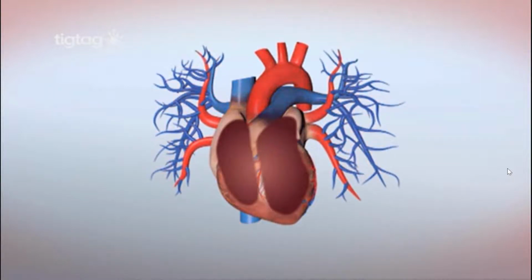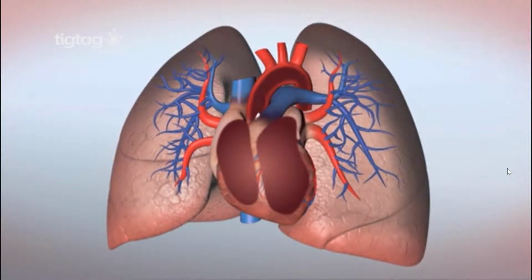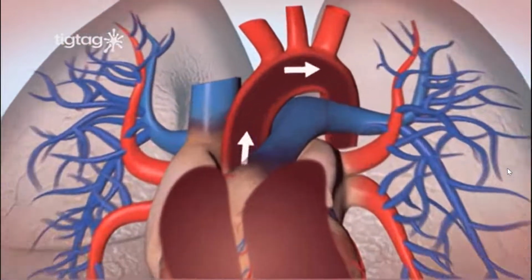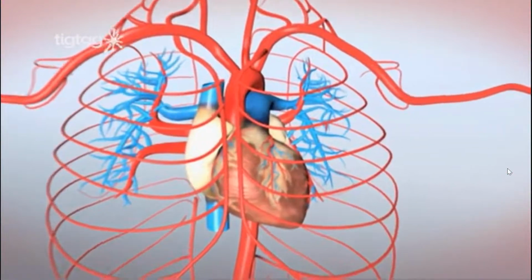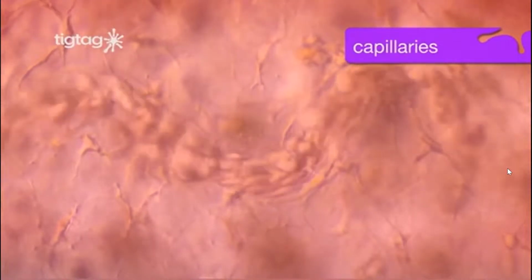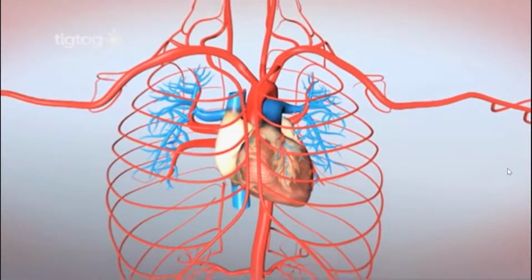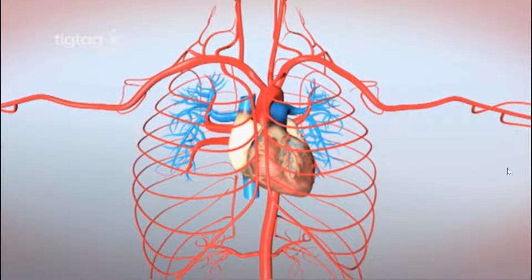It has two sides with hollow compartments. The job of the left side is to receive blood rich in oxygen from the lungs and pump it all around the body. The blood vessels, or tubes, carrying blood away from the heart are called arteries. The arteries divide into smaller vessels called capillaries. They need to be incredibly small so that the oxygenated blood can reach all of your cells.